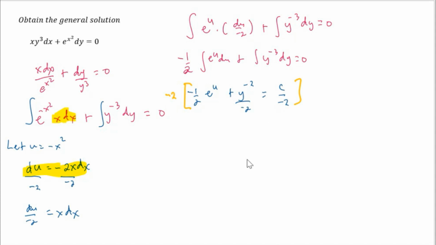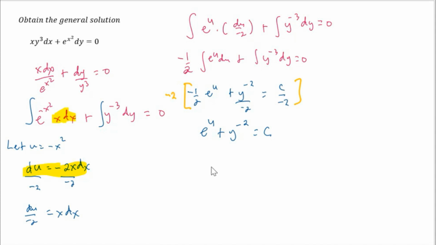So that's the reason why I write there C over negative 2. Now, multiplying the entire equation by negative 2, this will give us negative 2 times negative 1 half of e raised to u is equal to e raised to u, and negative 2 divided by negative 2 is cancelled. Therefore, that's only 1. So plus y to the power of negative 2, as well as negative 2 divided by negative 2 on the right hand side, that will be cancelled. So the remaining answer is just C.